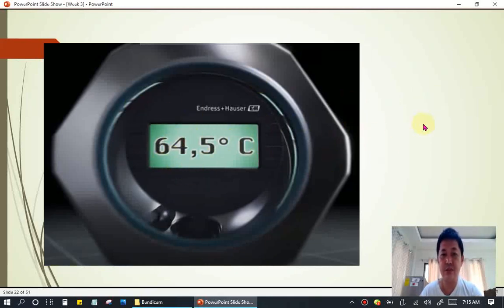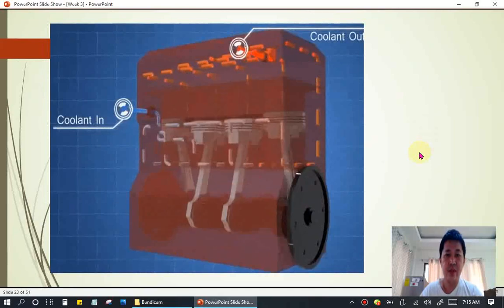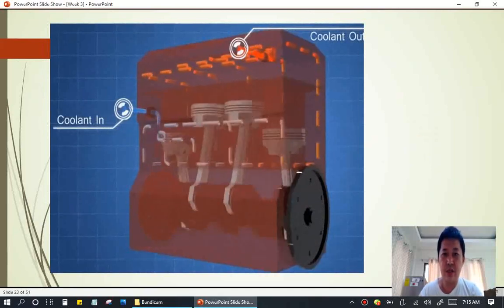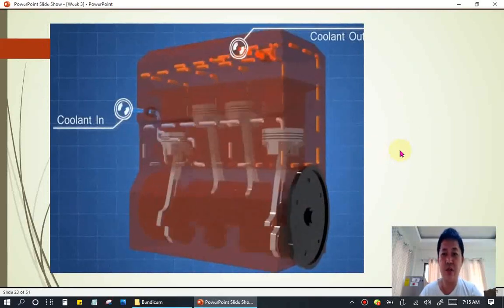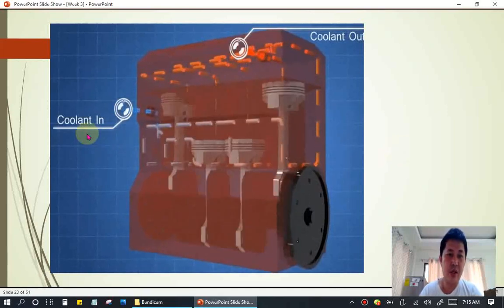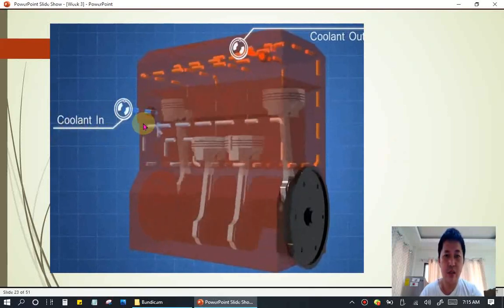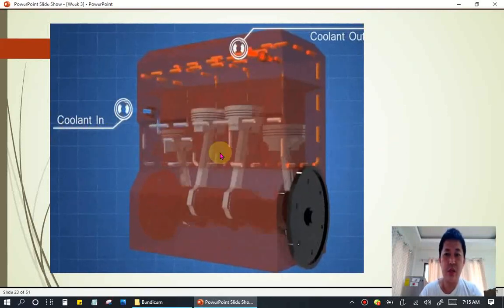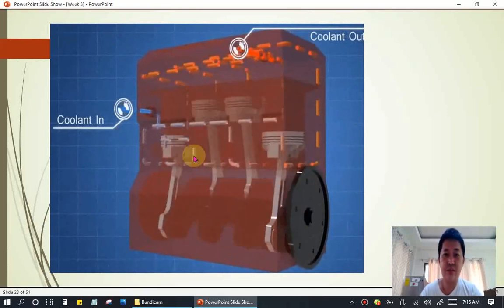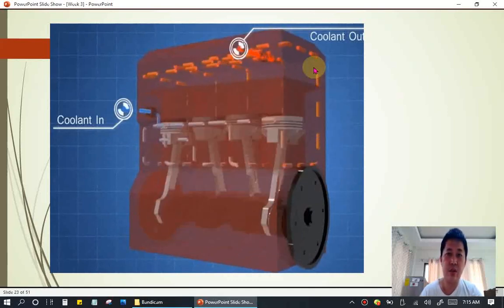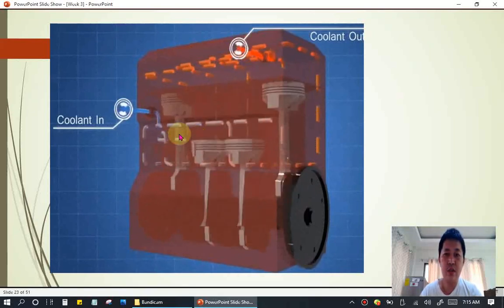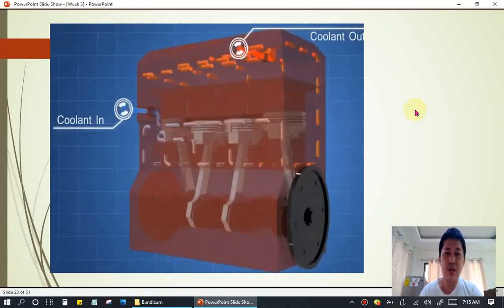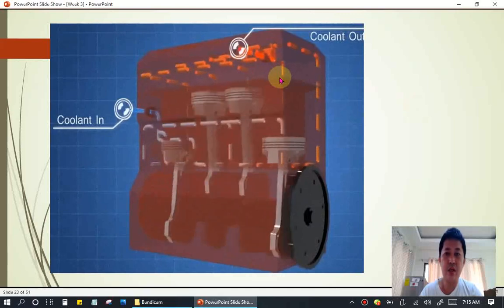This is the animation of the engine. We have here the cooling, the coolant inlet, blowing into your jacket cooling space of your engine, and this is circulated by the use of the pump. There is an individual thermometer in each cylinder here, so it can be detected by your RTD sensor.